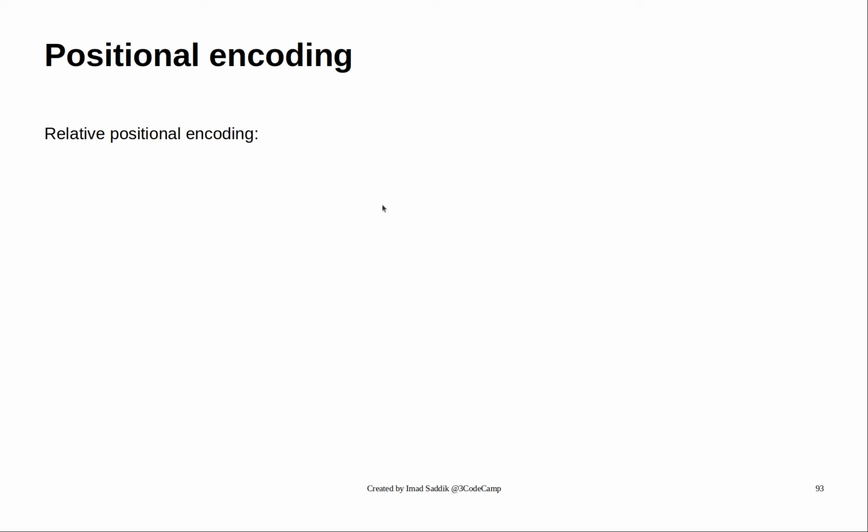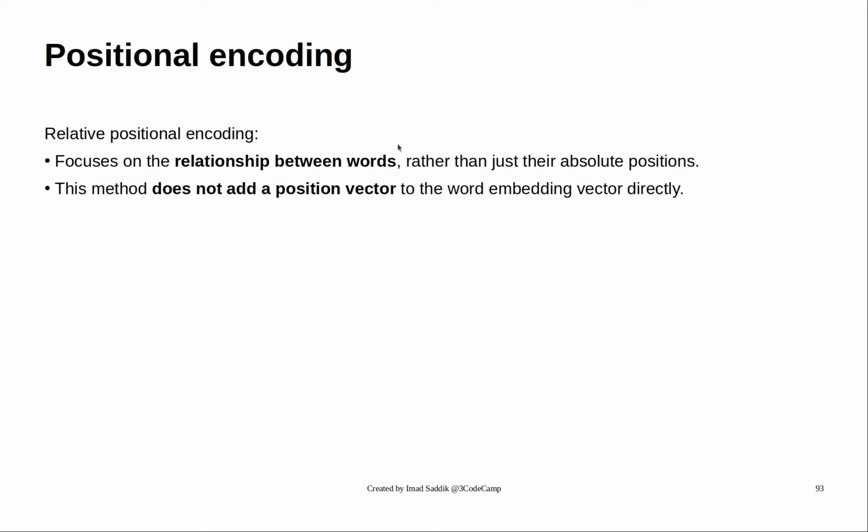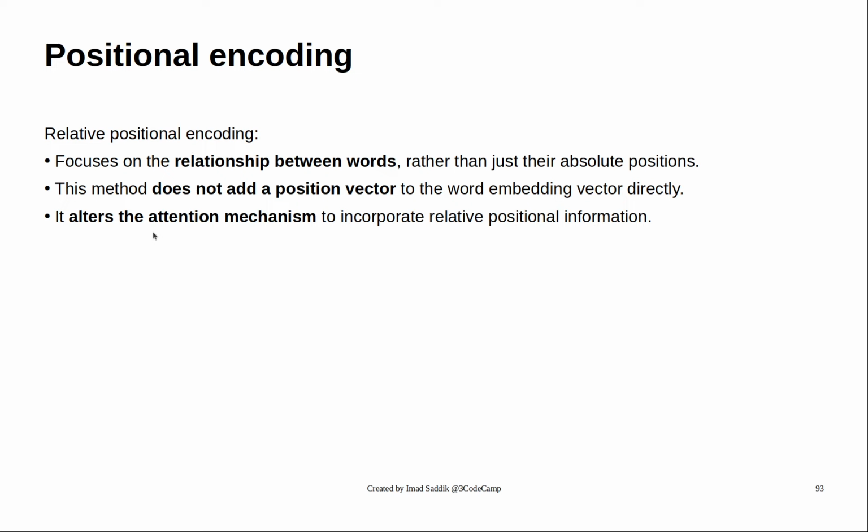That's it for absolute methods. Let's move on to relative positional encoding. Instead of focusing on where each token is in the sentence, this method cares about how far apart tokens are from each other. This method does not modify the embedding itself. Instead, it changes how self-attention works by including information about the distance between tokens.